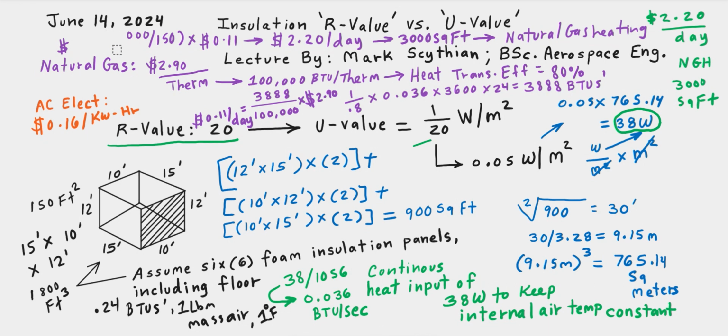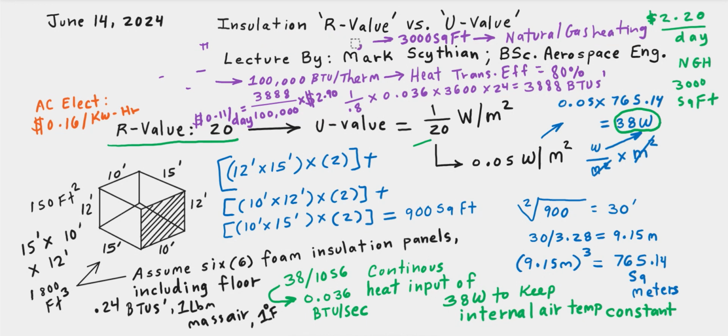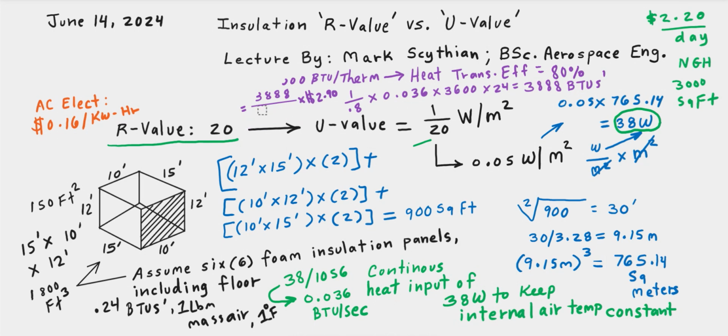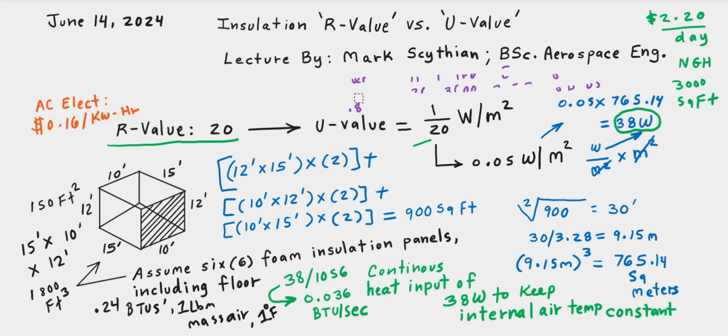So now if we clear up all this, and just focus on the electric cost using R20 insulation panels, 6 per 150 square feet, we can compare this to the electric heating cost.